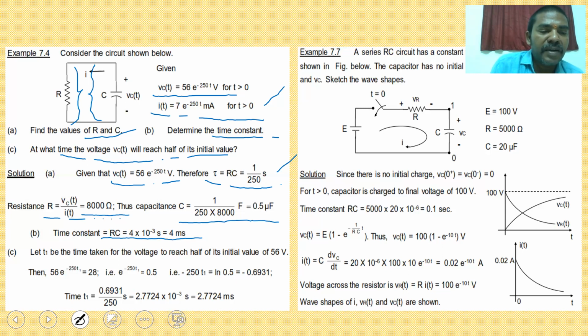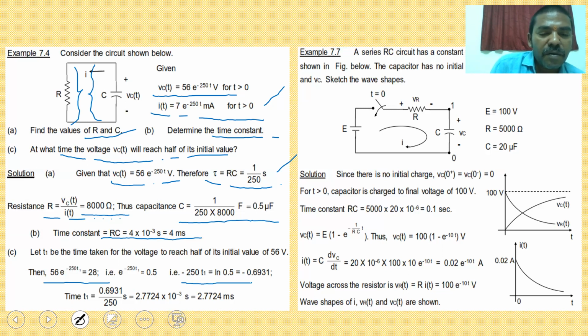So that is 4 milliseconds. Then coming to the half of the rate of your initial value. So here I am taking 56 e power minus 250 t is equal to 28. So half of the value means 28. So from this, e power minus 250 t is equal to 0.5. So minus 250 t is equal to ln 0.5.